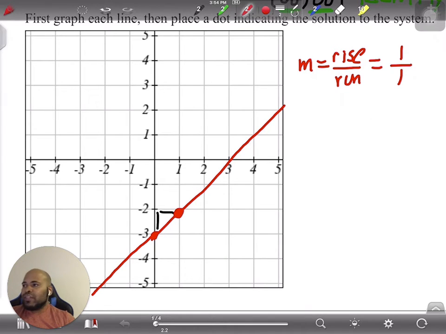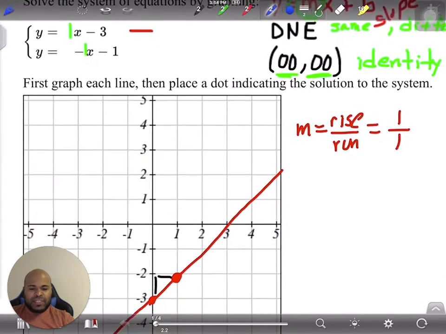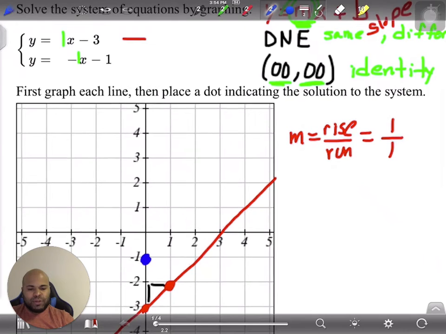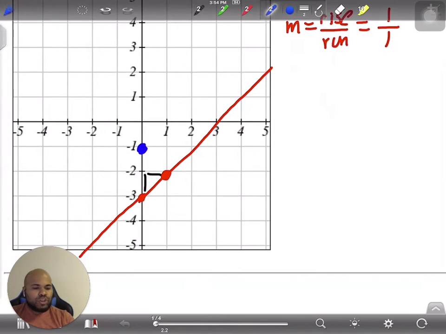All right. For the next one, we are going to do the same thing. And we're going to do -1 and -1. So I'm going to go to -1. That's my y-intercept. Remember, it's always the number by itself. And then I look at the slope and it's -1. So the slope, which is -1, is rise over run. I'm going to write it as a fraction.